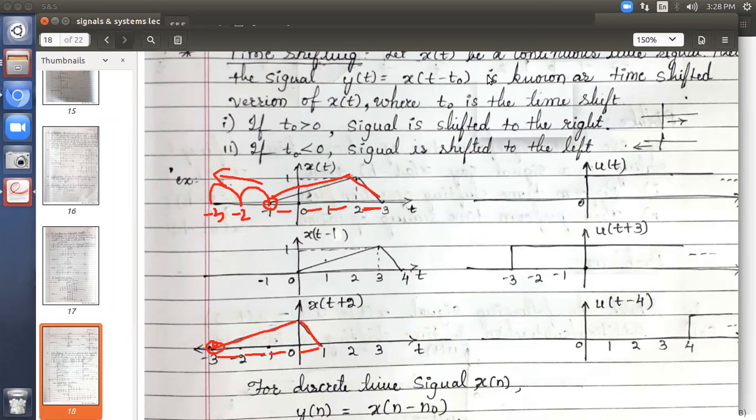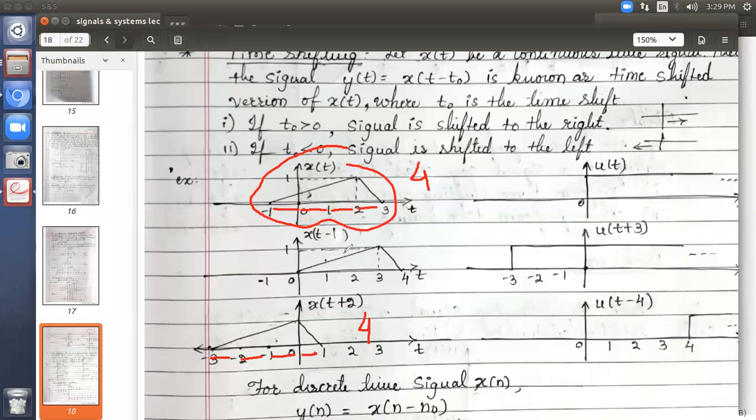Now count how many total samples are there. 1, 2, 3, 4. In the actual x of t, 4 values. Here check it, 1, 2, 3, 4. So the total length of time is 4 units. So it is correct. Please make sure that the amplitude should not be hampered. The time range of the original signal should be maintained, like the number of units used should be the same. Don't skip the samples. I hope you understood this problem, these two problems which were given as the assignment.